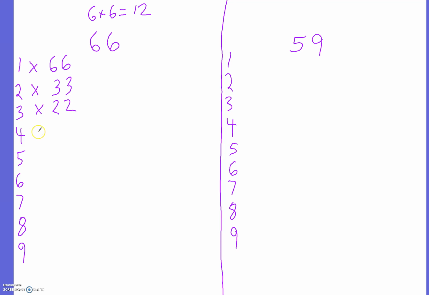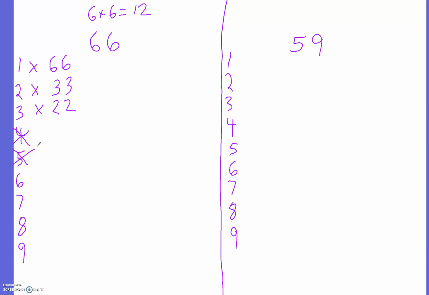Okay, we go down to 4. Will 4 work? Well, 4's golden rule is if 2's factor partner is even, 4 will be a factor for it too. If you look, it's 2 and 33. So 4, we just cross off our list. It won't work because 33 is odd. 5, this is a golden rule that most of the kids know. 5 is a factor of any number that ends in a 5 or a 0. Well, 66 does not end in a 5 or a 0, so 5 cannot work.